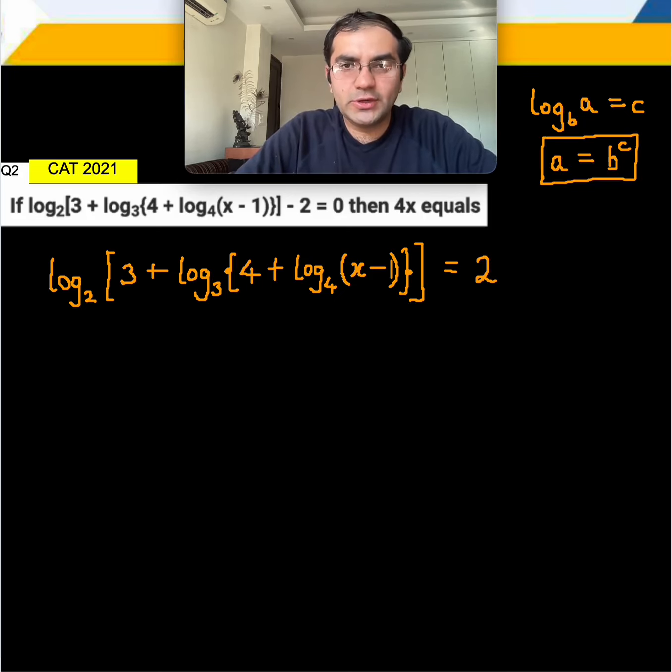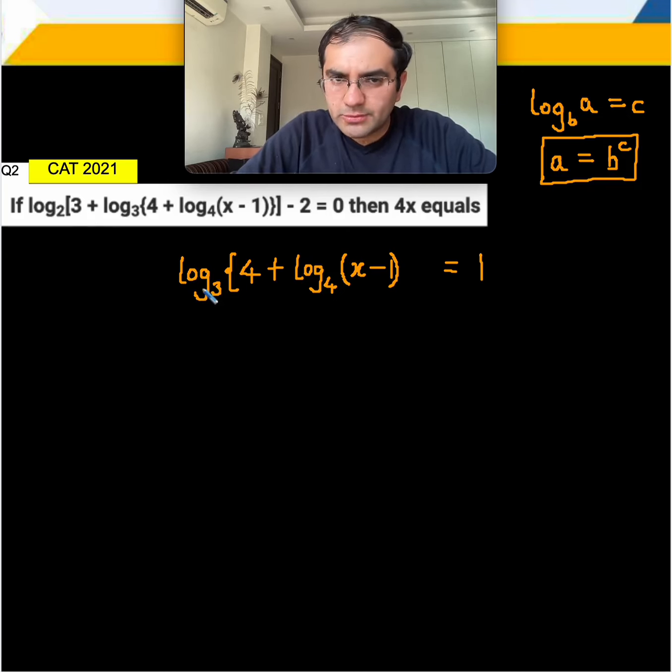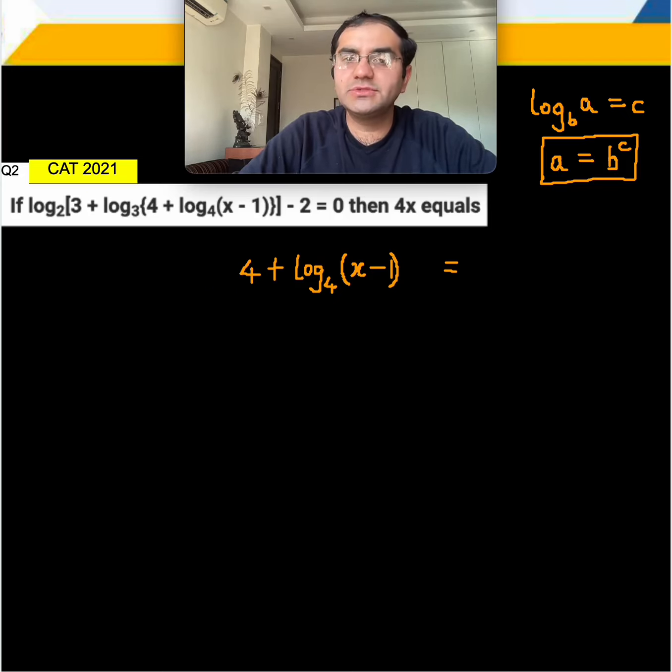So this is what I'm going to use now. I'll remove this log, and the RHS will become the power on the base. As you saw, the base was 2, so it becomes 2 power 2. Okay? Then take this 3 to the RHS and subtract 3. 4 minus 3 will become 1. Now again I'm going to remove this log, and the base is 3, so it becomes base to the power RHS. Remove the log, it becomes 3 power 1. And 3 minus 4 will become minus 1.